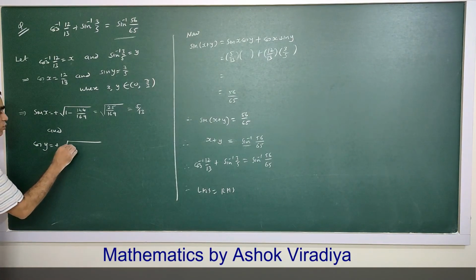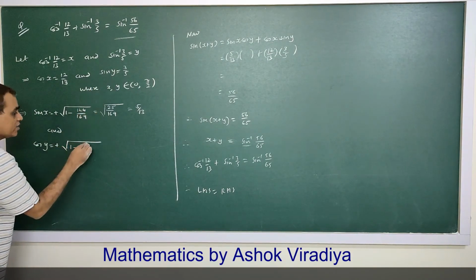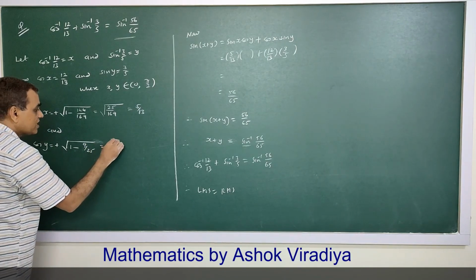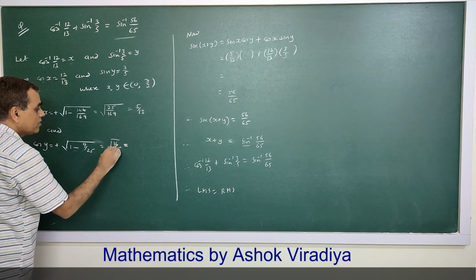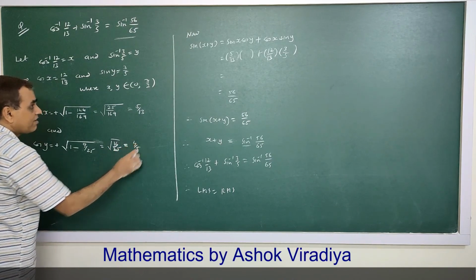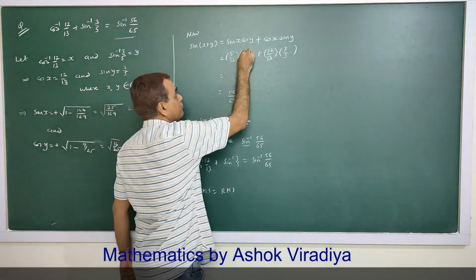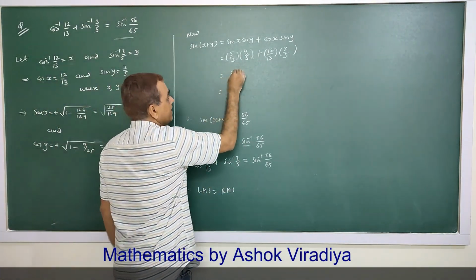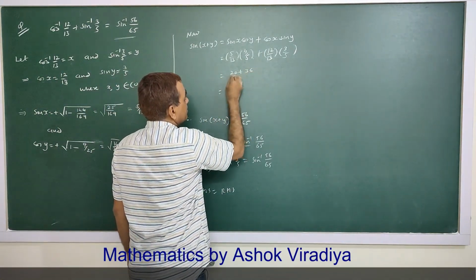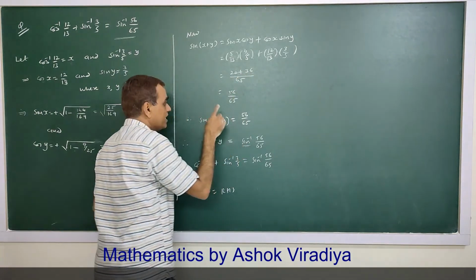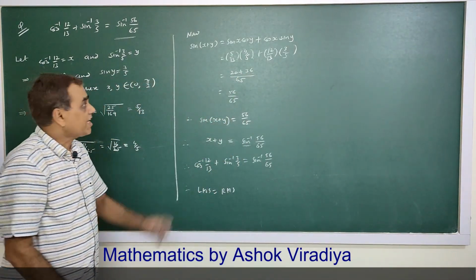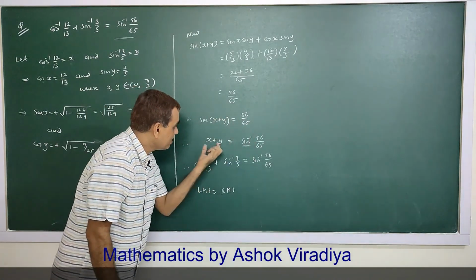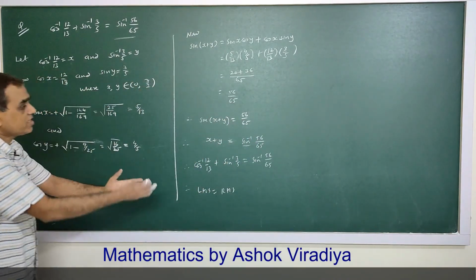cos y is square root of 1 minus sin square y, so 9 by 25. So this is square root of 16 by 25. So this is 4 by 5. So put 4 by 5 here. So this is (20 plus 36) by 65. So it is proved. Sin of x plus y is 56 by 65. Take sin inverse on this side, put the values of x and y. So the result is proved.